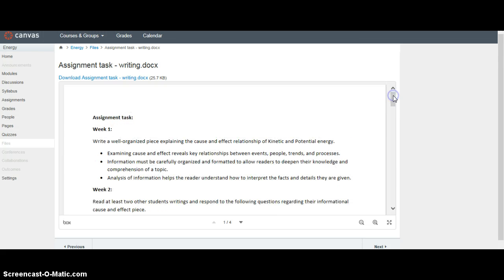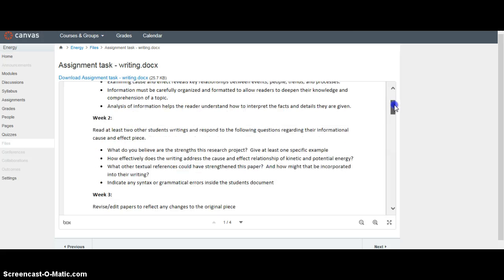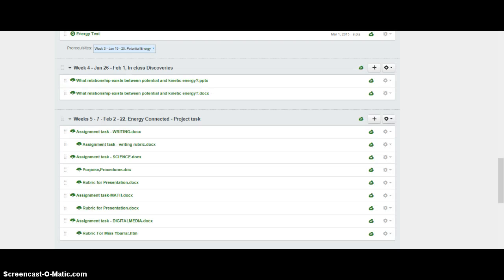For this specific task, students are writing a well-organized piece explaining the cause and effect relationship of kinetic and potential energy. During week 2, the students are reading at least 2 other students' writings and responding to the following questions regarding their informational piece. Just as with the writing task, the science, math, and digital media, including art projects, are all perfectly tailored to each student's personal needs.